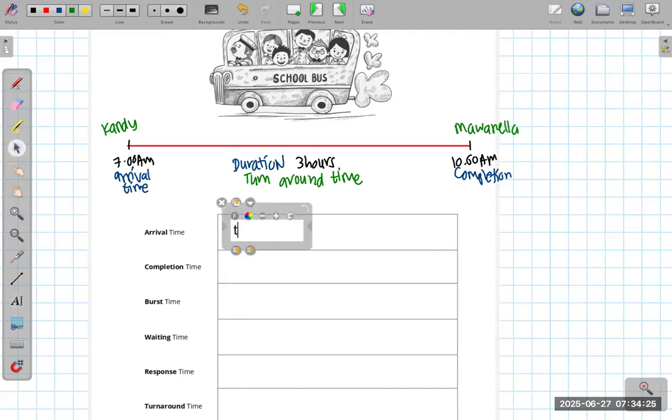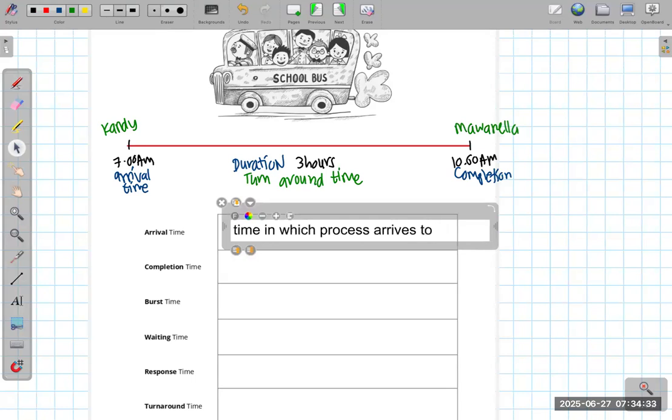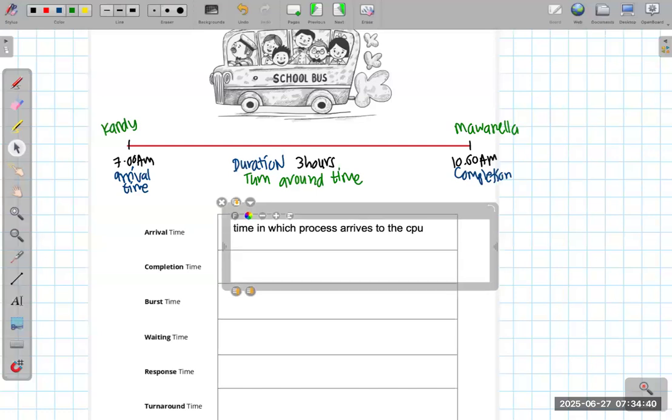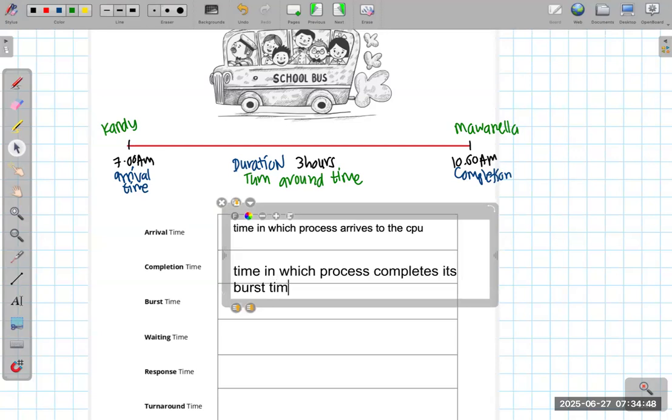Arrival time is the time at which the process arrives at the CPU. Completion time is the time at which the process completes its burst time.